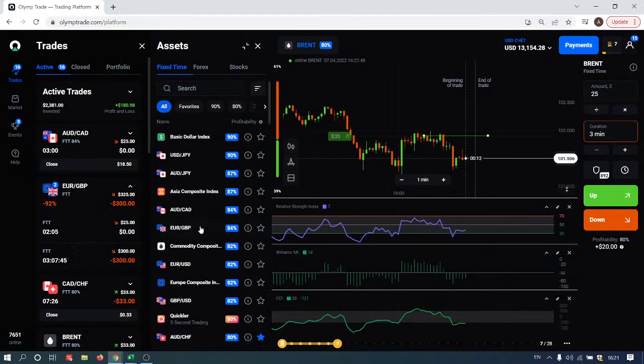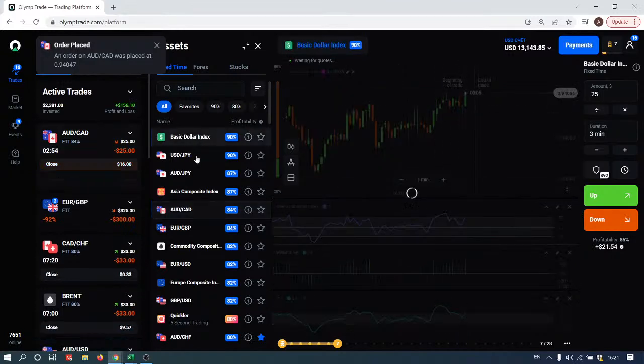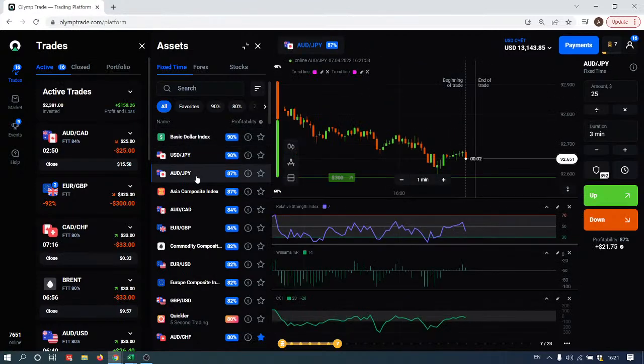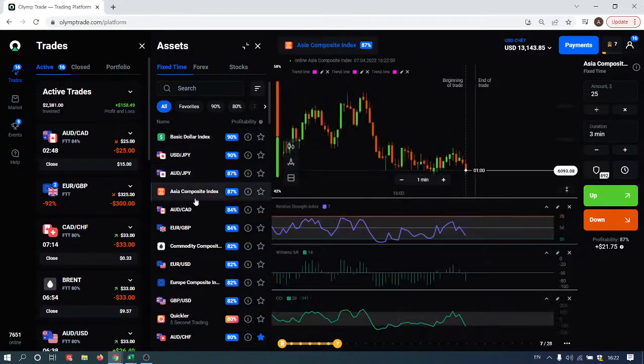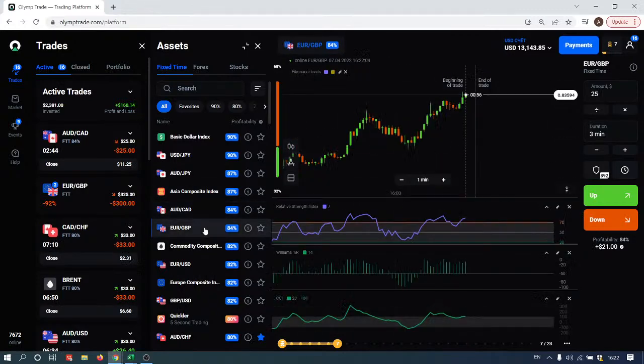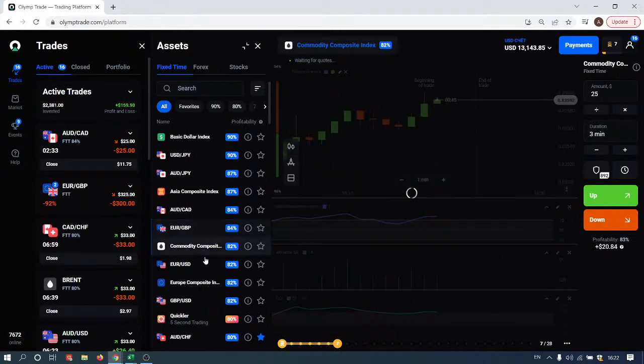So right, AUDCAD has opened. So our index USDJPY. So that was maybe the right thing that I used a risk-free trade here.